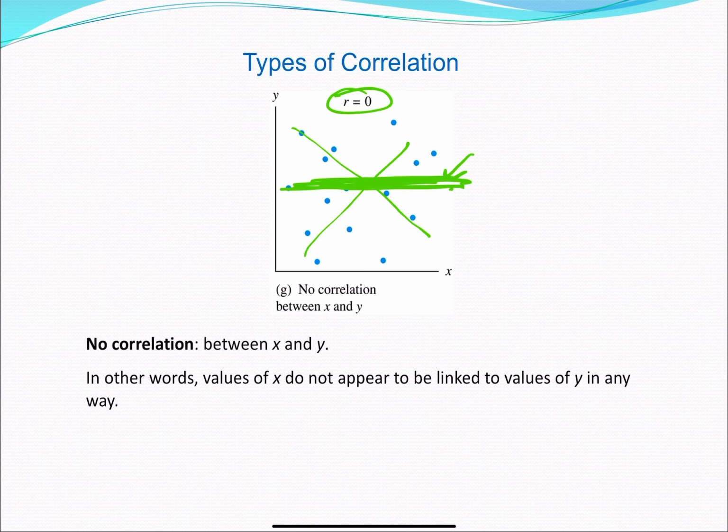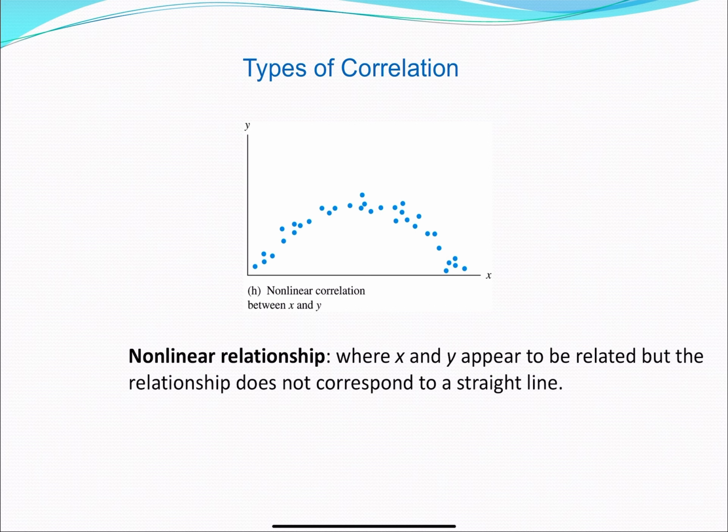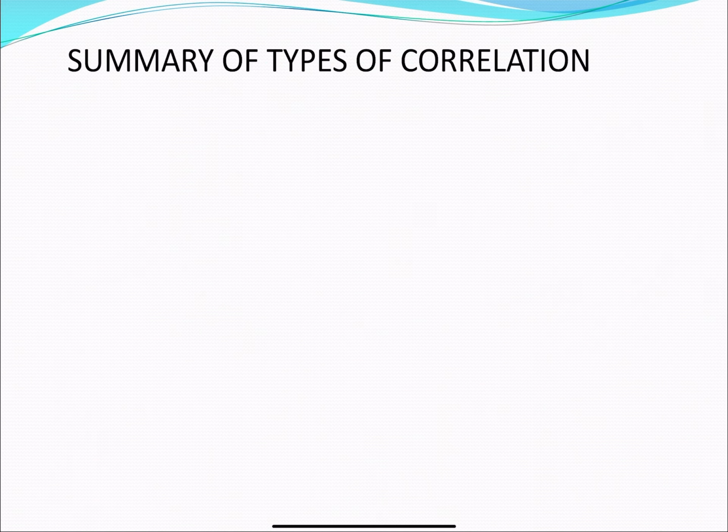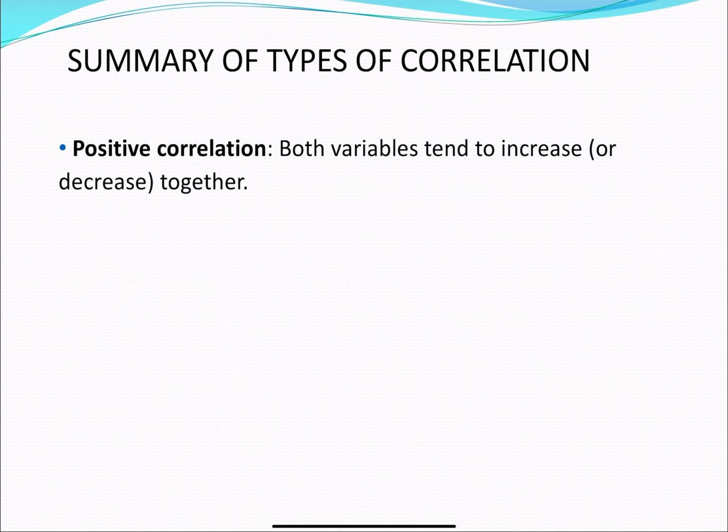Aside from that, and I don't know if we're going to discuss that much in this class, we can have a nonlinear correlation. That means my graph just doesn't look like a line. This would be more like a quadratic, a parabola. You could also have graphs that go like this. So we could have nonlinear correlation. Here's a quick summary of the types of correlation. With positive correlation, both variables increase or decrease together.